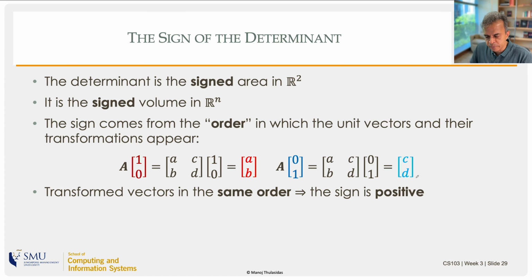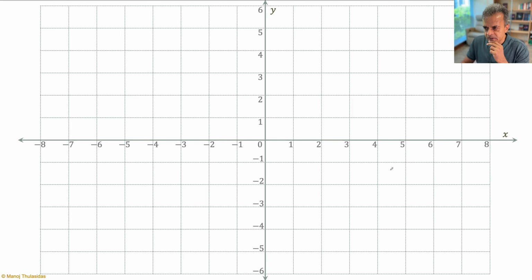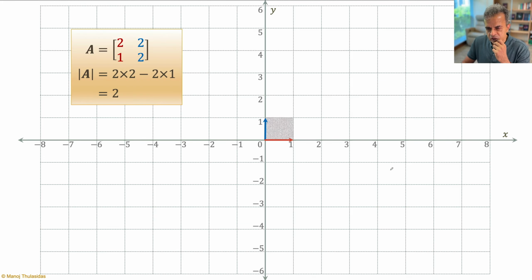And if they are in the same order as the unit vectors, I'll explain to you in a second what that means, then the sign is positive. If they have to flip, then the sign is negative. So let me tell you what that means. So let's look at this example matrix. I have my unit square there, size 1 by 1.